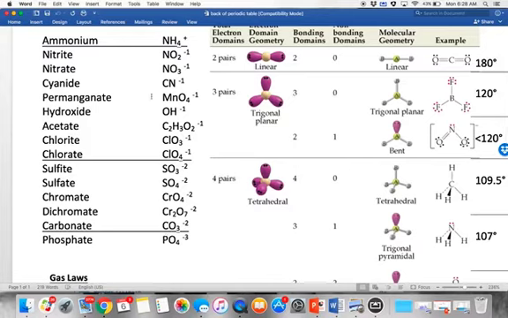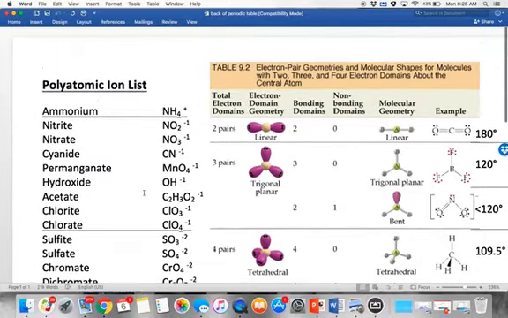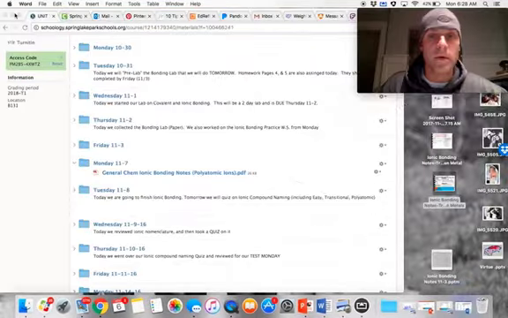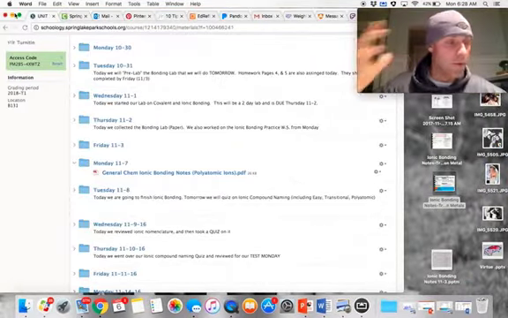Okay? So these guys are involved in ionic compounds. Remember, an ion is a charged particle. Ionic compounds are a positive charge and a negative charge that come together. Okay? So what are we doing with that?